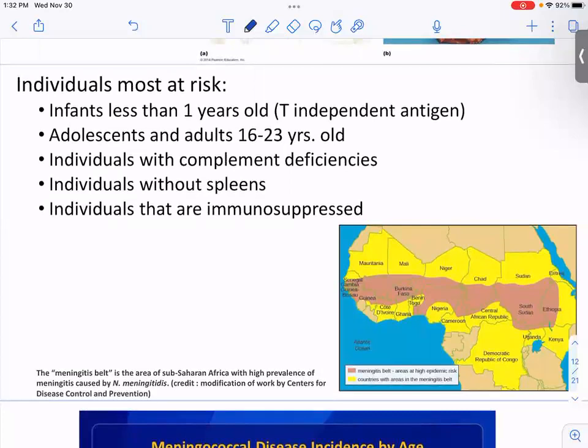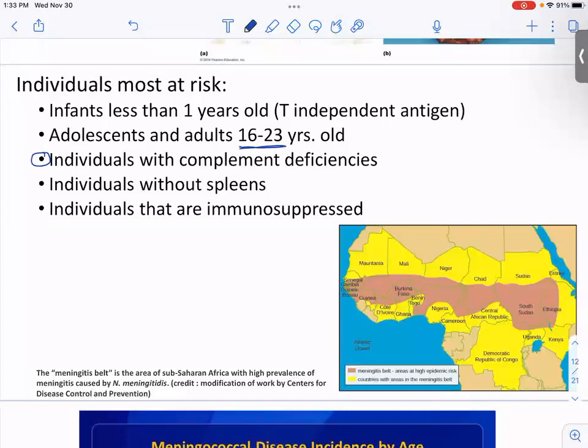One age group where we see a lot of outbreaks is young adults. So teenagers, young adults, again, college campuses have been a spot of lots of outbreaks in recent years. It's a very rare infection. We will talk more about that.